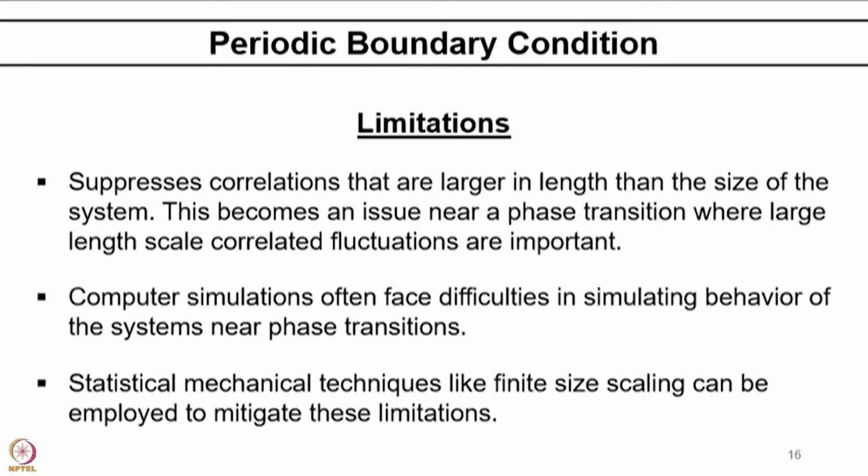Periodic boundary condition suppresses correlations. For example, in dealing with phase transitions, particularly near critical phenomena, this periodic boundary condition creates a problem, because you are creating an image of a system when correlations go far beyond. So you are cutting off those long range correlations. That's why the study of phase transitions is very difficult, but there are techniques again to circumvent it, called finite size scaling, but we are not going to go into that.